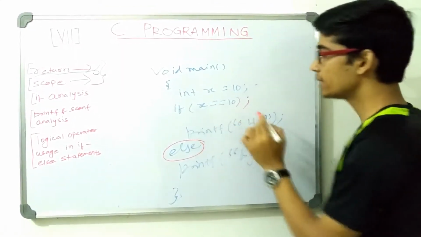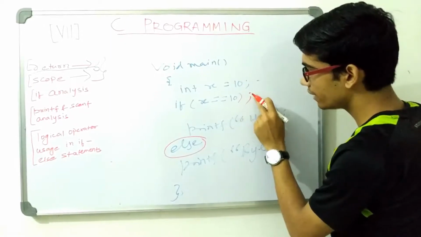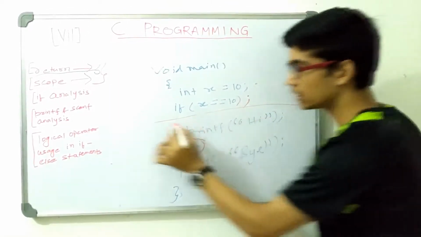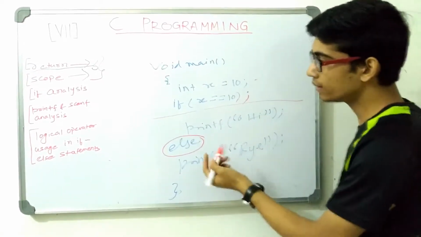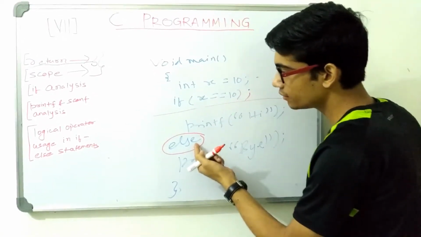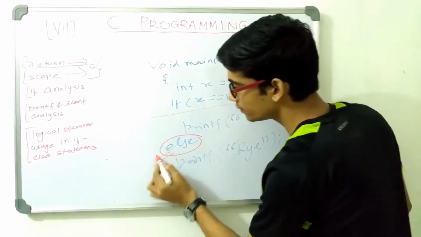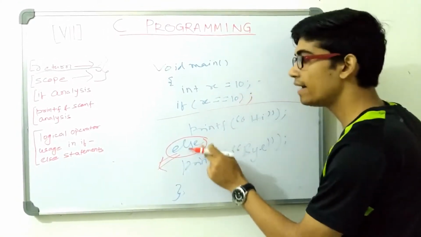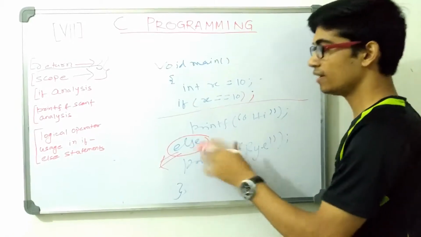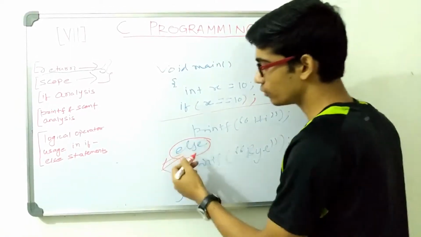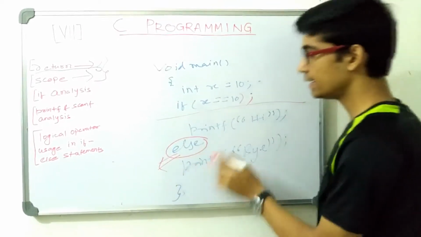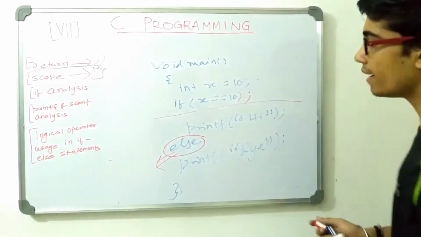So why is it like this? When we are putting a semicolon here, we are actually closing the scope of if. Now when the compiler reads this else, it doesn't find the if of else, and else cannot exist on its own. There needs to be an if for the existence of else. That is why the compiler will throw you an error.